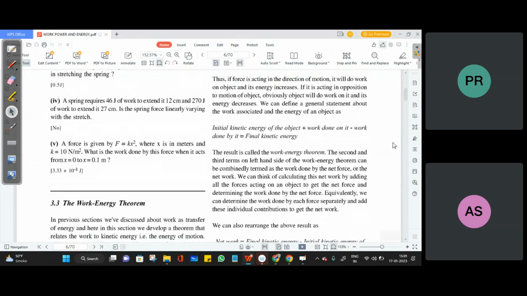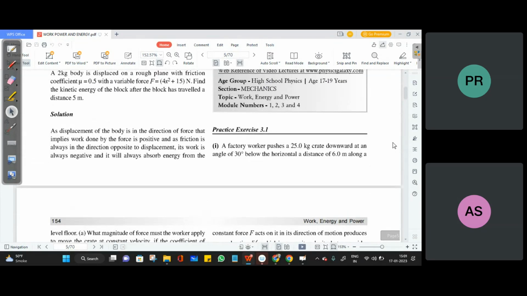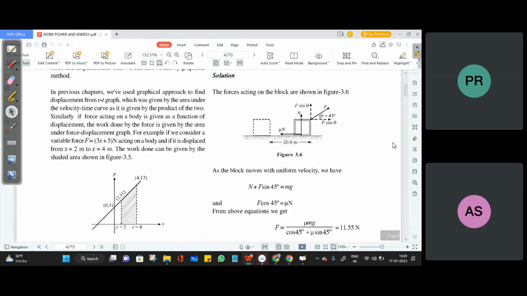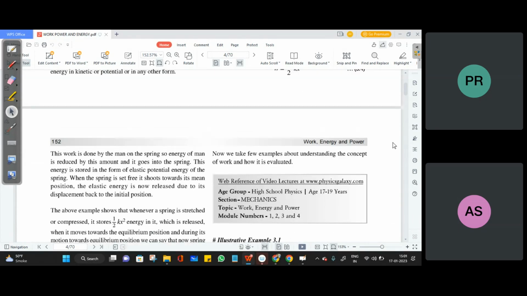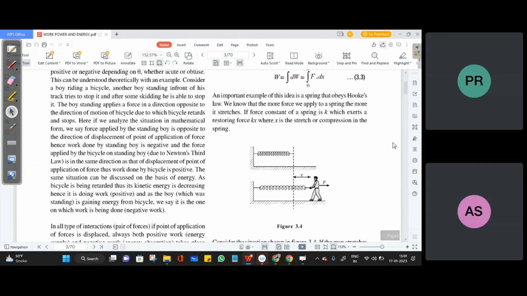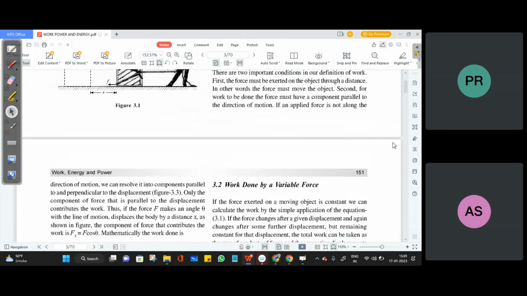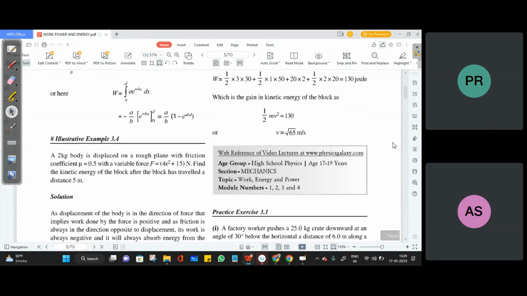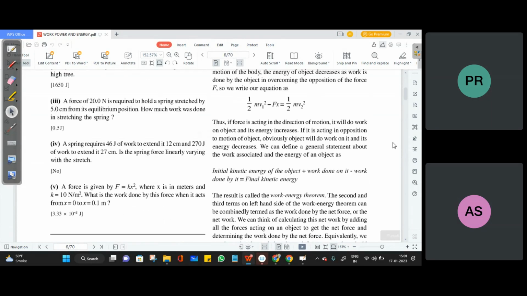We already discussed potential energy and kinetic energy, and let's try to discuss power, because they have given power first.